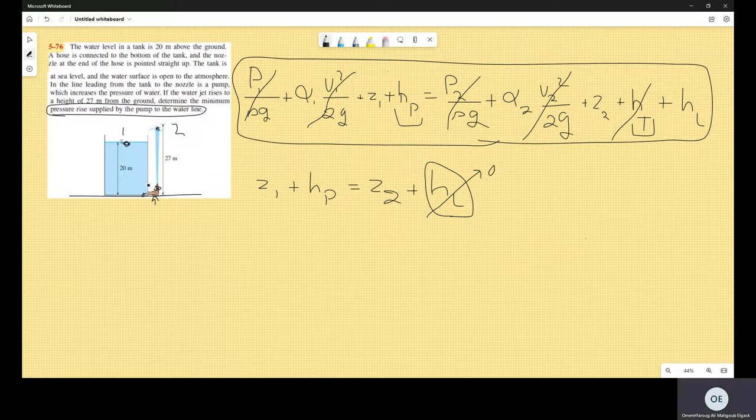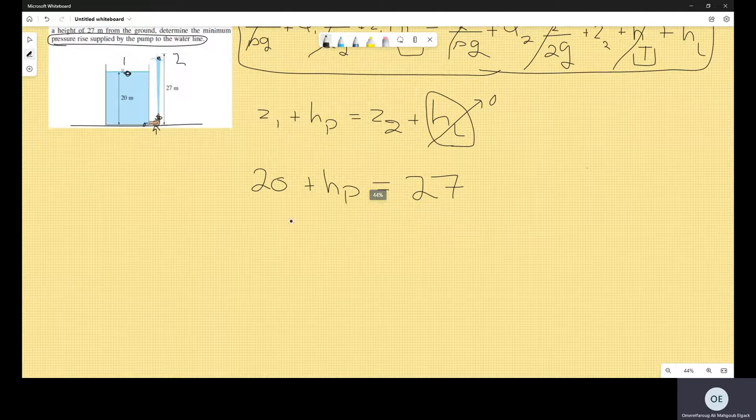Although it won't be zero, if you consider it, then you won't be able to find the head of the pump. So you need to consider it zero here, and find the head of the pump. And he also didn't mention anything about the losses here, so you just consider it as perfect. There is no loss in the mechanical energy. So Z1 is 20 here plus the head of the pump is equal to Z2, which is 27. That means the head of the pump is 7 meter.